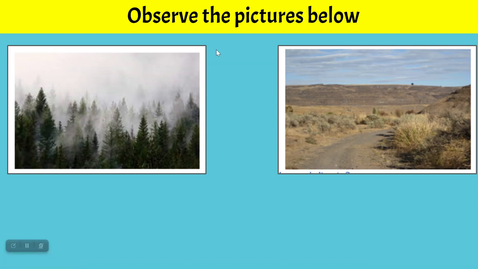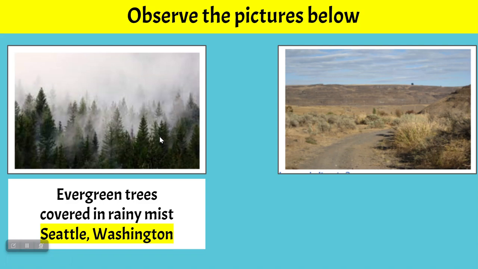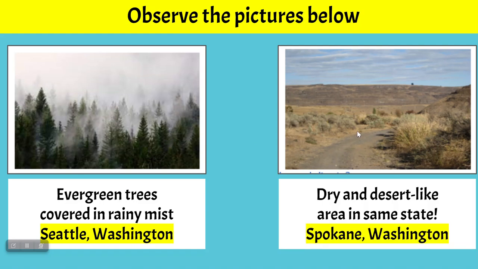Okay, so then I have these 2 pictures I want you to take a look at. And hopefully you see that we have some tall evergreens, actually, tall trees over here. This is mist, this rainy mist. It's not smoke. And then over here, this looks pretty dry. These are shorter, scrubbier little bushes, right? And that's probably a much drier area. So here's what I know. These evergreen trees over here that are in a rainy mist are actually found in Seattle, Washington, the state of Washington. And over here, these dry and desert-like structures, they are also in Washington state, but they're in Spokane.